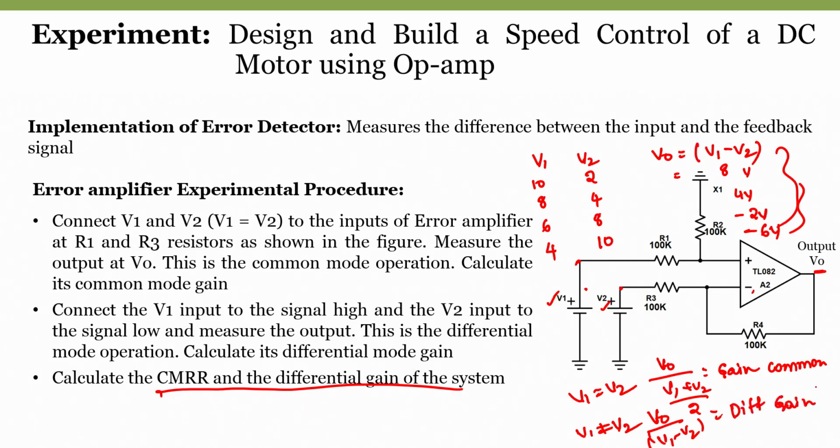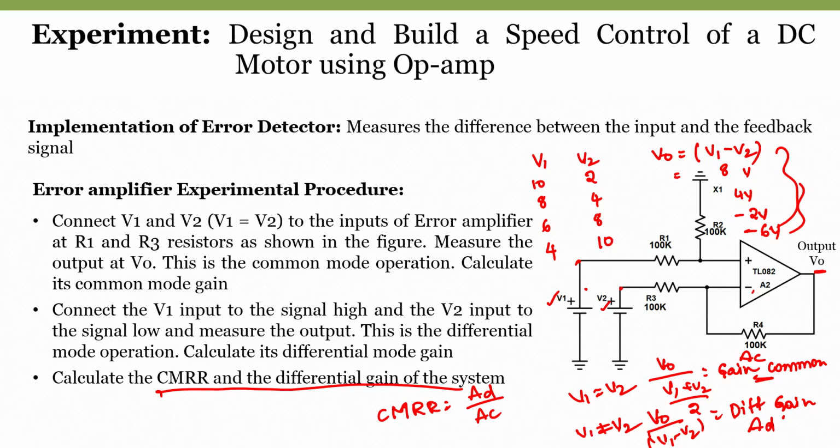Now if I want to calculate my CMRR, CMRR is nothing but differential gain by common mode gain. Whatever gains I get, this is AC and this is AD. This divided by this gives the CMRR of the circuit. We will see it theoretically now and then compare it with the practical result.